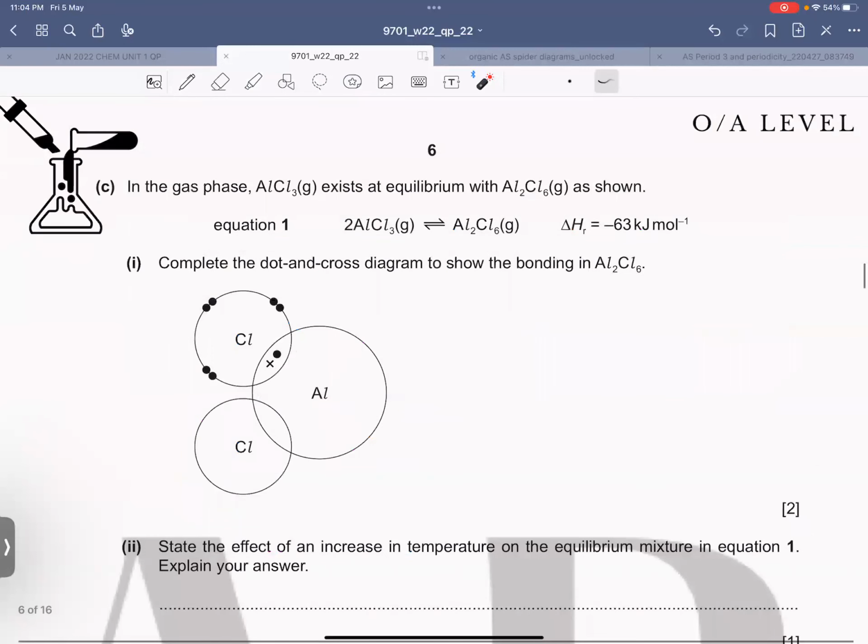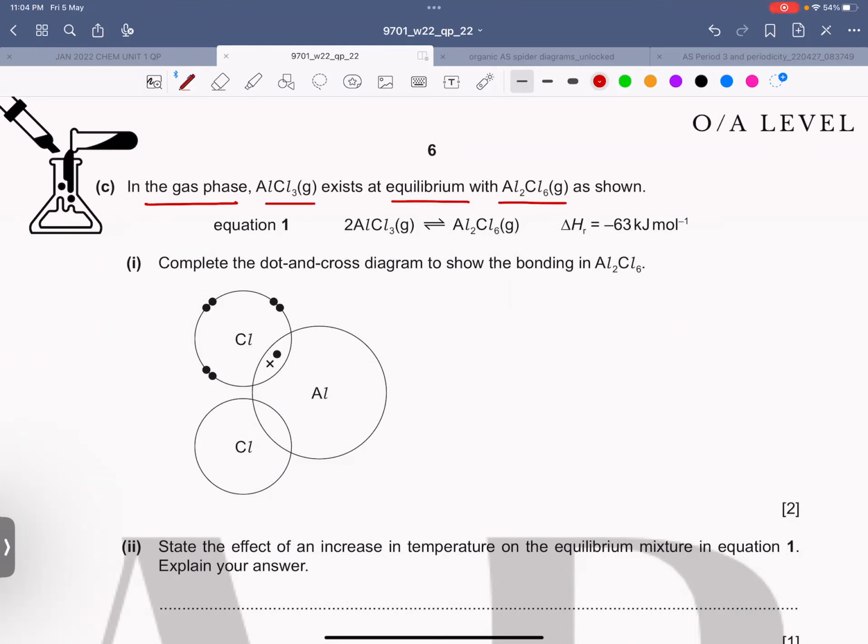Okay, now C part. In the gas phase, aluminum chloride gas exists at equilibrium with Al2Cl6 as shown. So here there is a dative bonding, and here it's just a simple covalent bonding. Complete the dot and cross diagram to show the bonding in Al2Cl6. So first complete the one aluminum chloride molecule, AlCl3.